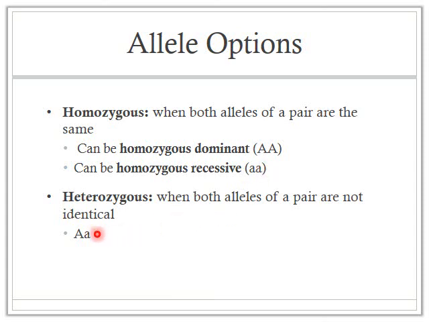Heterozygous is when you're going to actually have the dominant, the big A, the brown, overtake, mask the little a. And so in this case, you will have brown hair. So homozygous dominant, you have brown. Homozygous recessive, you have blonde. And heterozygous, you have brown.